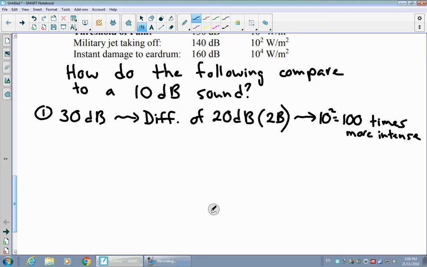Or in other words, 100 times louder, assuming that it's at a frequency that we can actually hear. So if we go from 10 decibels to 30 decibels, it's because we've played a sound that is 100 times louder. That's how the scale works.